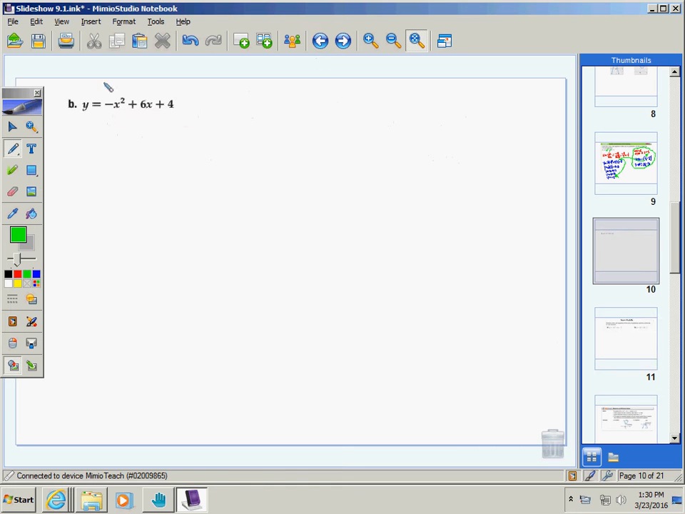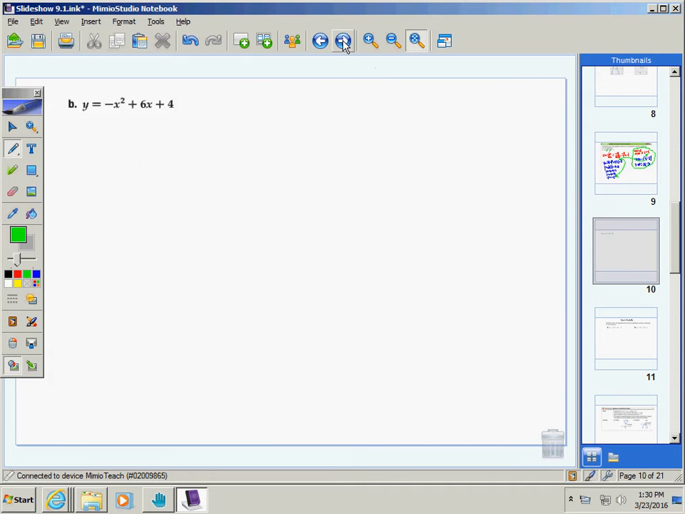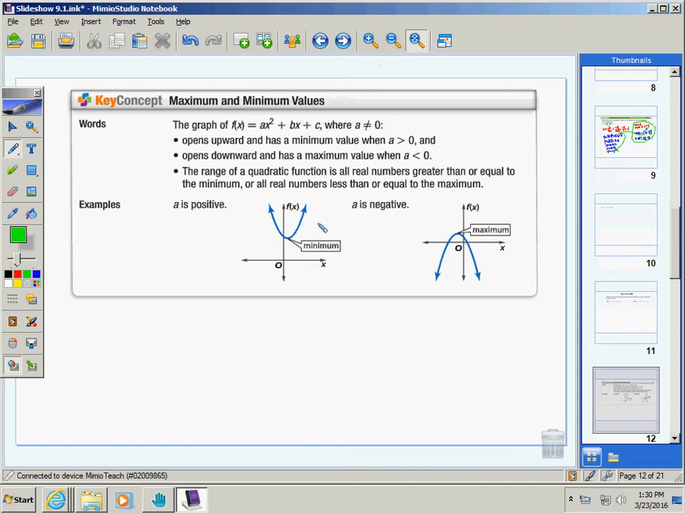This last video, the second part got cut off, solving this one. But just understand the process is exactly the same as example 3 part A. So you can try part B by yourself, but understand you already know how to do that. So looking at maximum and minimum values.